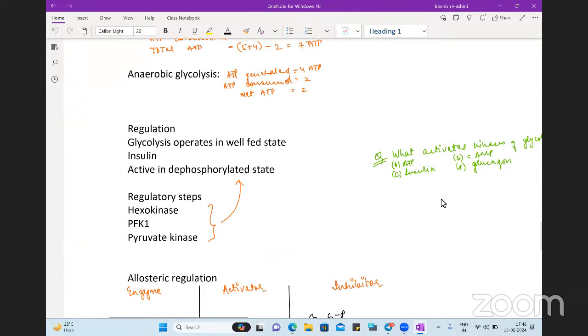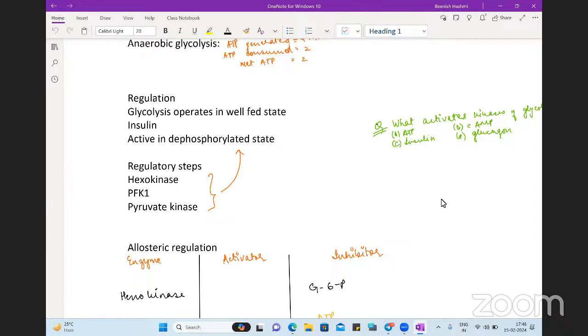Now moving on to the regulation of glycolysis. As I mentioned earlier in the beginning of the class, glycolysis operates in the well-fed state. In the well-fed state, the hormone that is active is insulin, which activates enzymes via dephosphorylation. So for an enzyme to be active under the influence of insulin, it has to be in the dephosphorylated state. So the regulatory enzymes of glycolysis, that is hexokinase, phosphofructokinase 1, and pyruvate kinase, are all active when they are dephosphorylated.